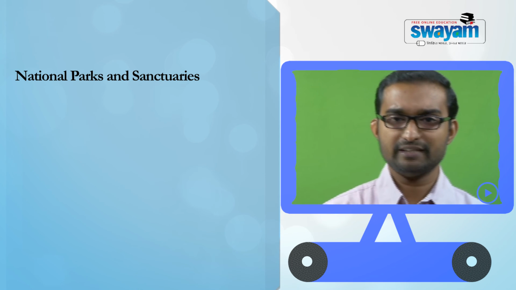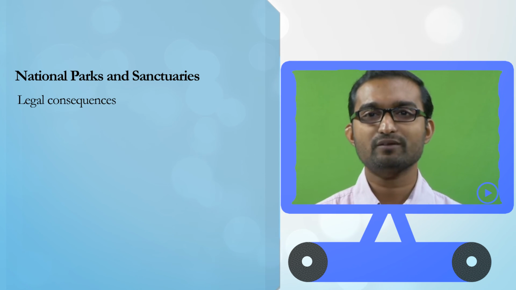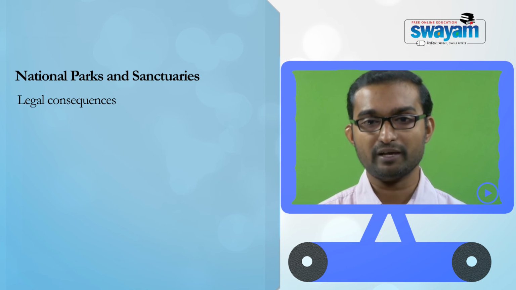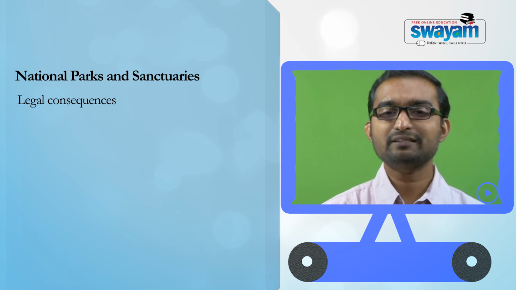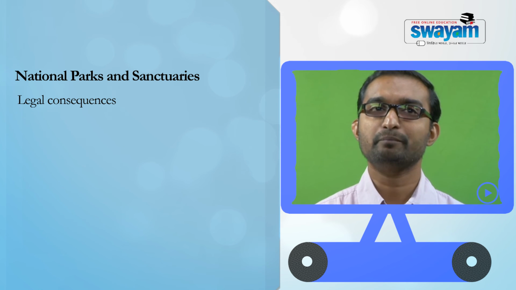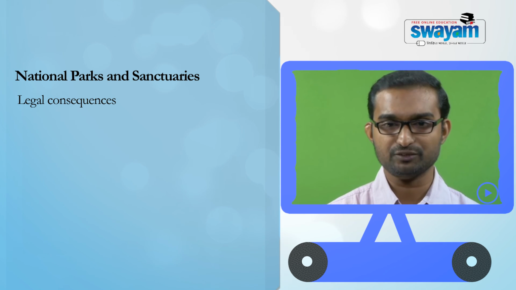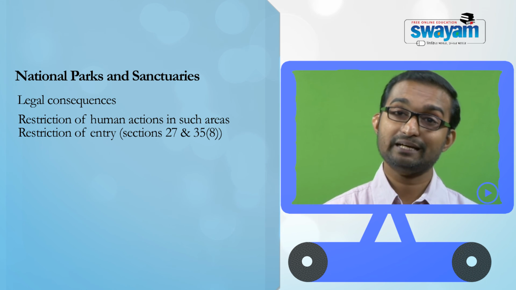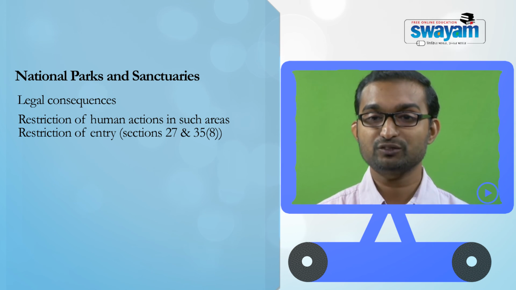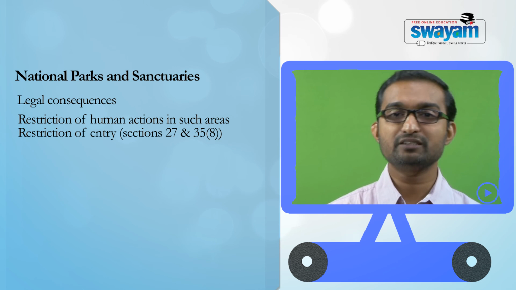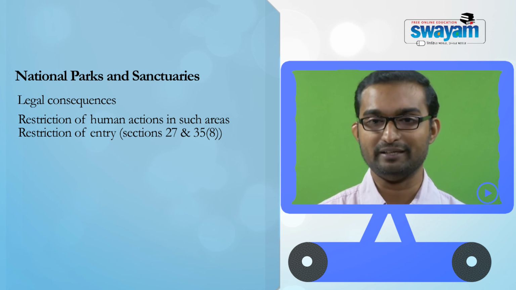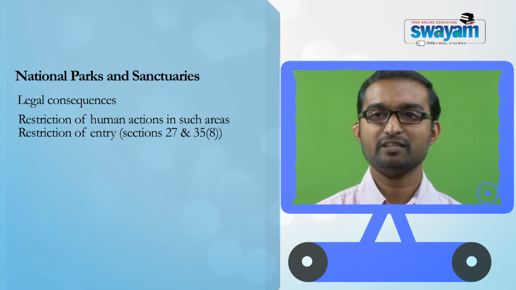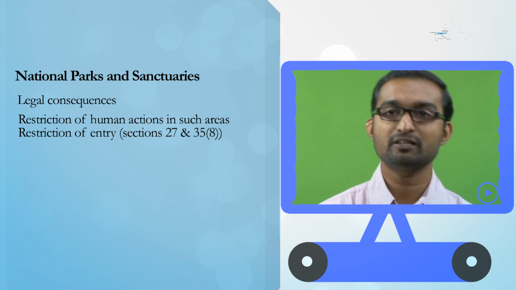So then the critical question is, what are the legal consequences when they declare a particular area as a national park or a sanctuary? There are four major legal regulations applicable in the case of national parks and sanctuaries. The first is restriction of human actions. One of the purposes for declaring a national park or a sanctuary is to restrict human interference in that natural habitat. This is partly because human interference or intervention is one of the major threats for wildlife.